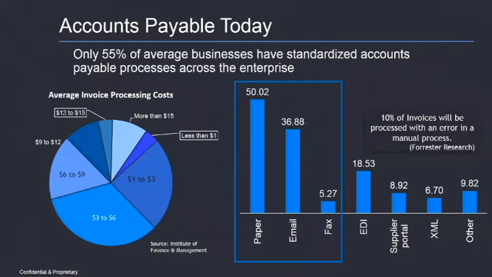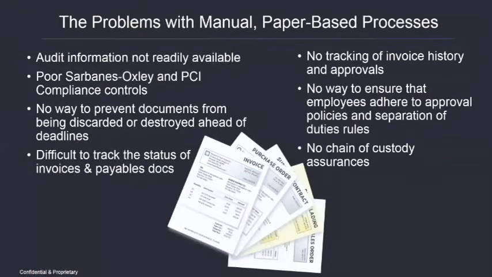So the problems with manual, oops, my screen didn't change. There we go. The problems with manual paper-based processes are that the audit information is not readily available, the SOX compliance is hard to meet, and there's no way to prevent documents from being destroyed, for example, or misplaced. It's very difficult to track the status of any invoice at any given time. So your accounts payable staff is fielding calls from vendors trying to locate an invoice and the payment status. There's no tracking of invoice history. There's no way to ensure that the employees stick to an approval policy and that there is a clear separation of duties, and there's no chain of custody. These are some really serious concerns that your organization probably faces.